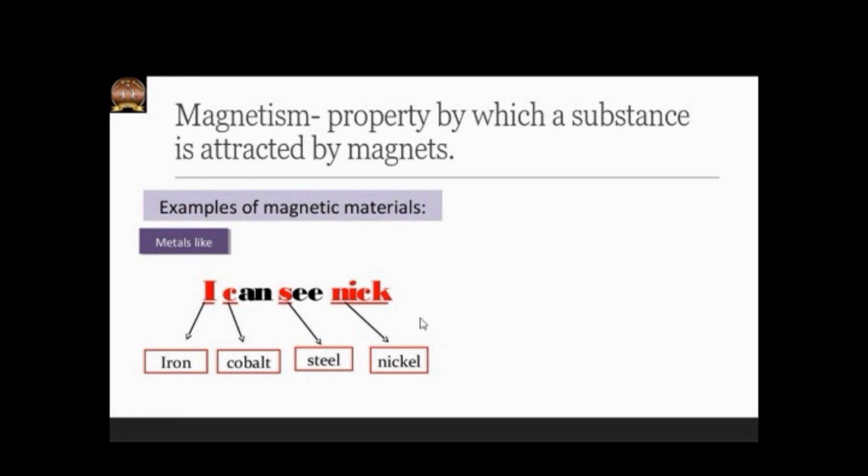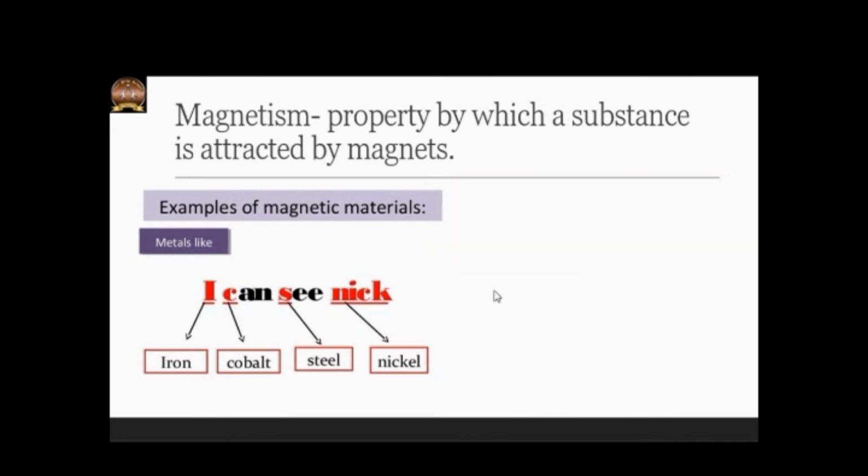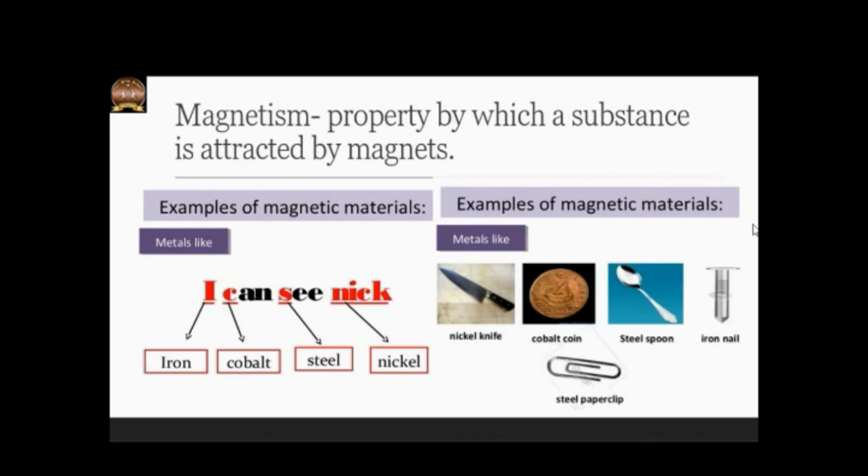I can see Nick is an excellent acronym for you to remember these names. Here are some more examples of magnetic materials. A knife made up of nickel, a cobalt coin, a steel spoon, an iron nail, a steel paper clip. These are all attracted by magnets because they are made up of magnetic materials.